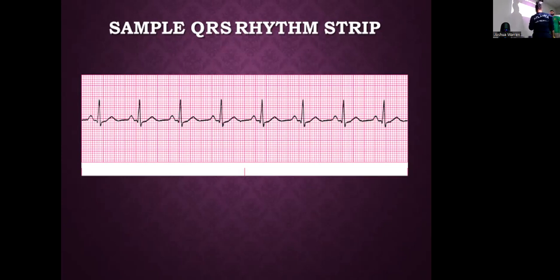So the rate's normal. The rhythm is normal. The P waves are normal. The QRS is normal. The PR interval is normal. Everything's normal. Give it a name. Normal sinus rhythm. Everybody see how she got that? She went through 5 steps.